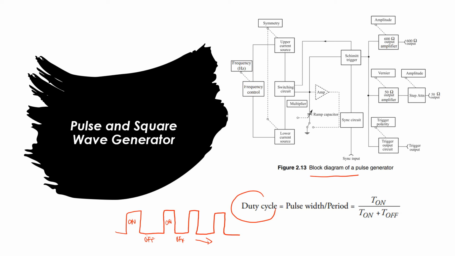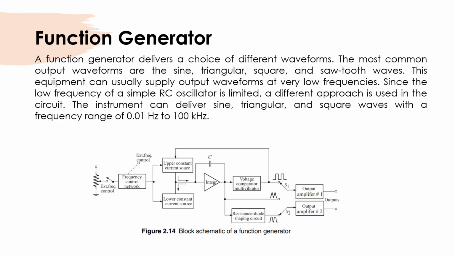It's like if we have 100% of the period, and the on is maybe 30%. So the total from here to here is 100%. So the duty cycle is 30%, because the on period is 30%. So if we would like to increase the duty cycle, it means that we increase the on cycle within the total period. So this is one of the terminologies in the pulse and square wave generator.